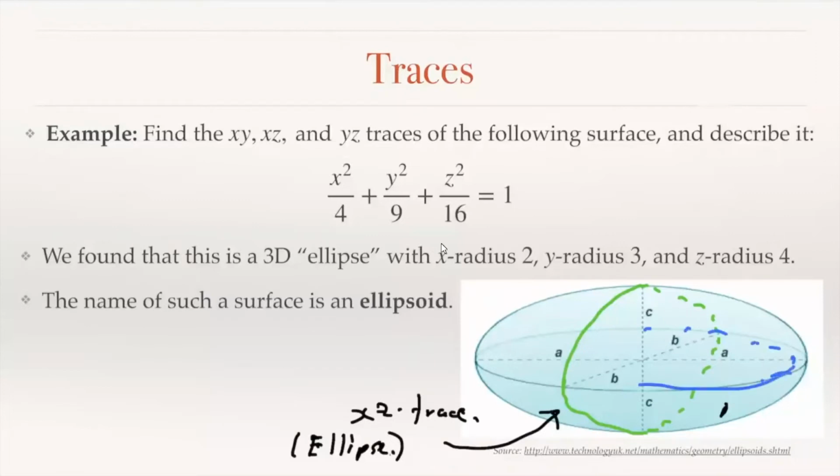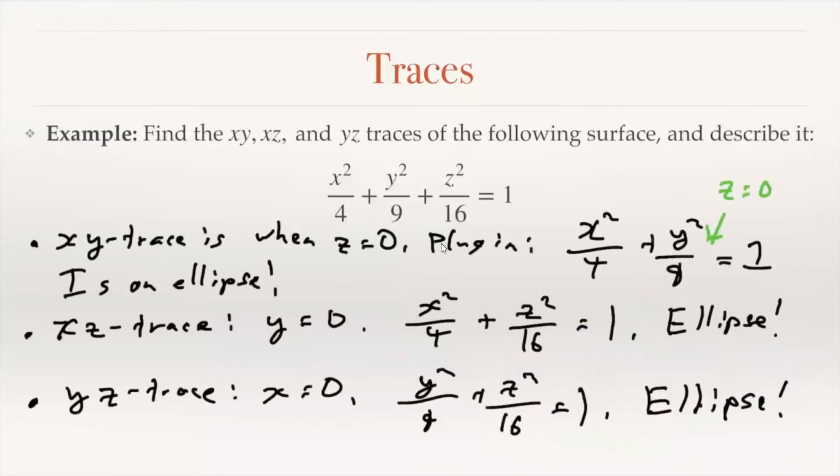This guy here was our xy trace, etc. And for each of these traces, if we wanted to visualize it more specifically, we could have found, for example, that here the x radius is 2 and the y radius is 3.